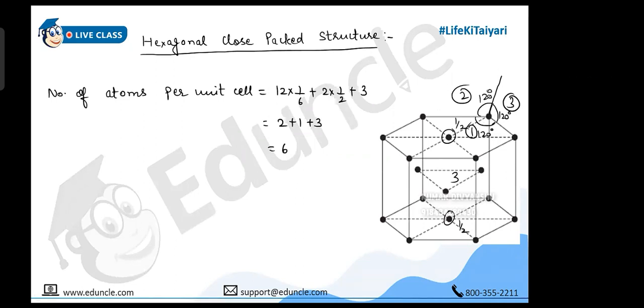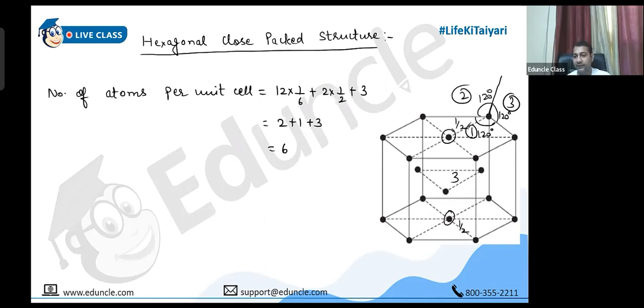Okay. Now, one more important thing. There are 3 axes A, B, C. If I call this axis A, this axis B, and this axis C, these 3 axes are used to study the structure. Here, each of these angles is 90, and this one is 120. Angle between A and C is 90, B and C is 90, but between A and B it is 120 degrees.